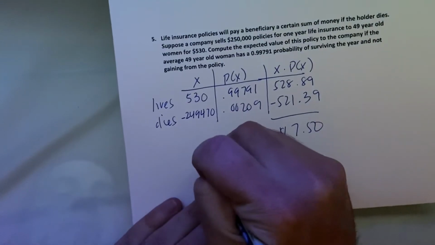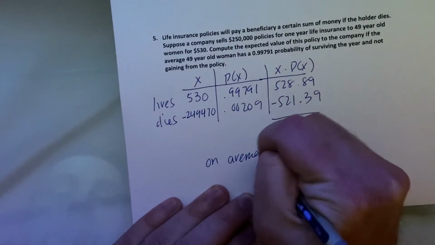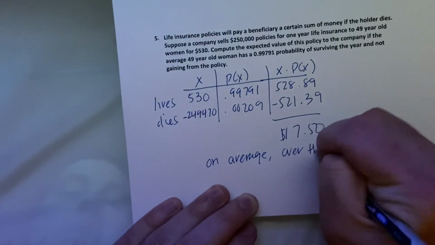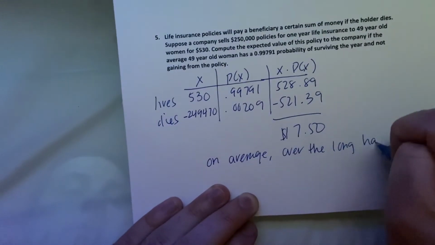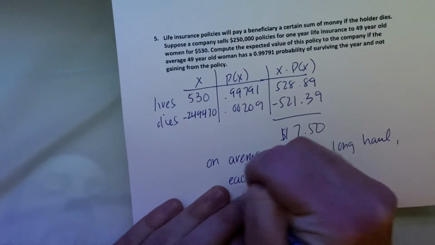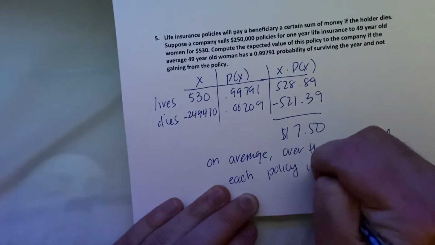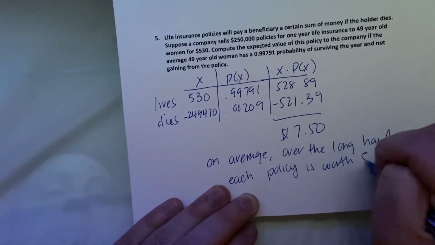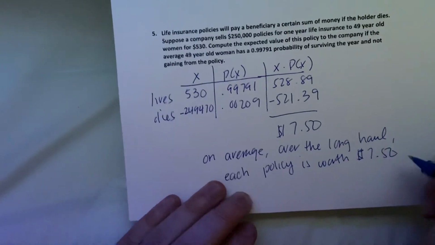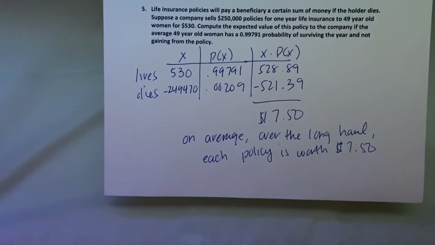$7.50. Means on average, again, over the long haul, each policy is worth $7.50 to the company. And frankly, they should charge more because a policy being worth $7.50 is not that much.